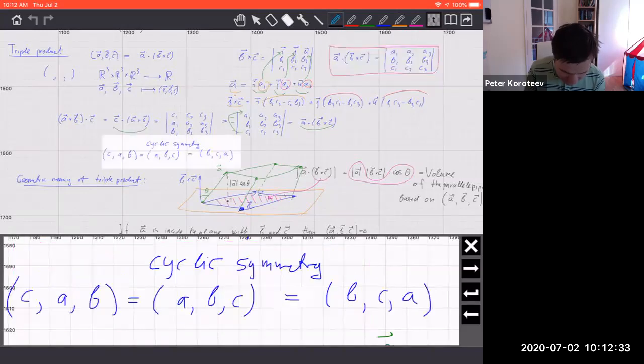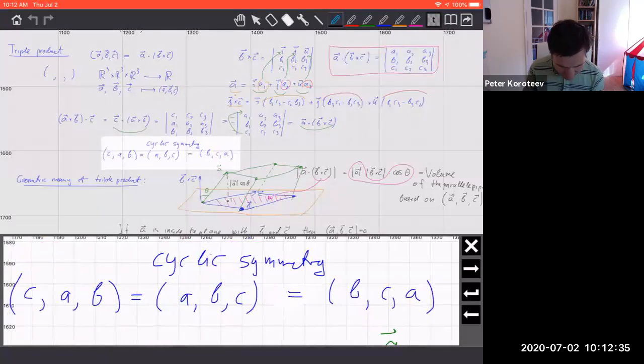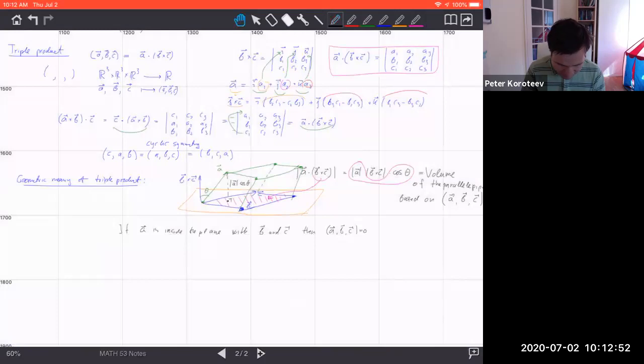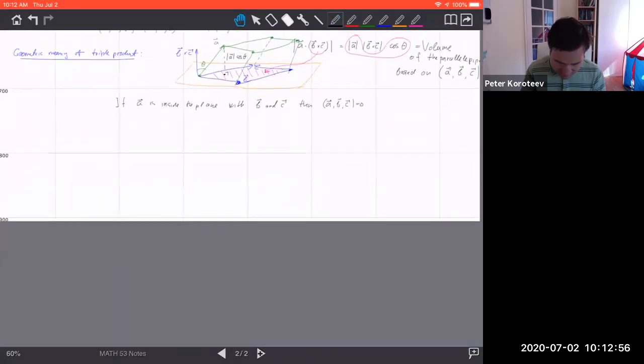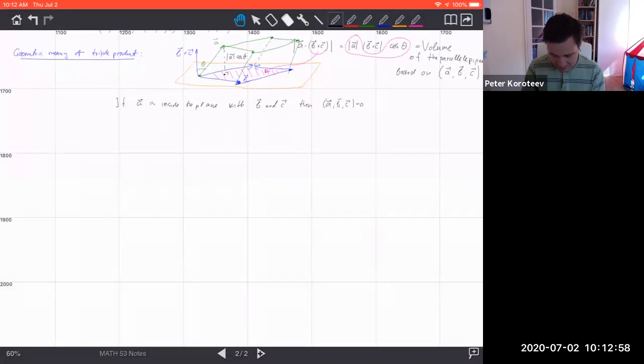Also, we have proven the cyclic symmetry. If you permute A, B, and C in the triple product cyclically, which means that you replace A with B, B with C, C with A, and you can do it 3 times, then the answer does not change. And finally, the geometric meaning of the triple product is the volume of the parallelepiped which is built on these 3 vectors.